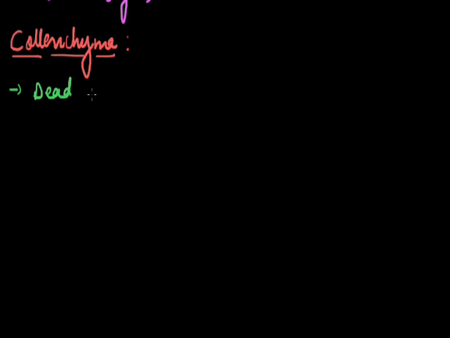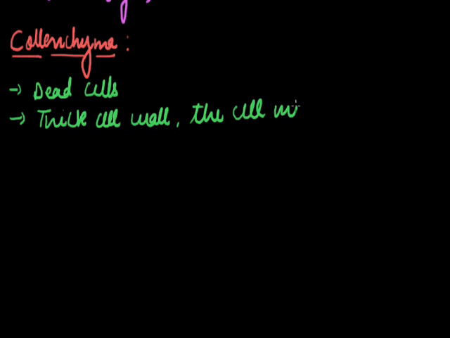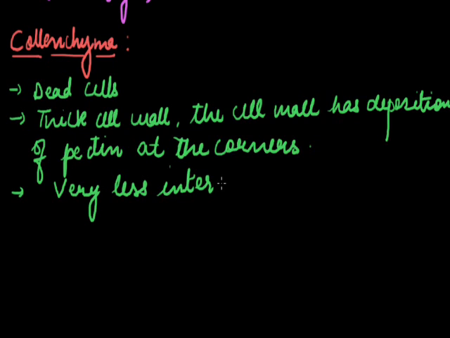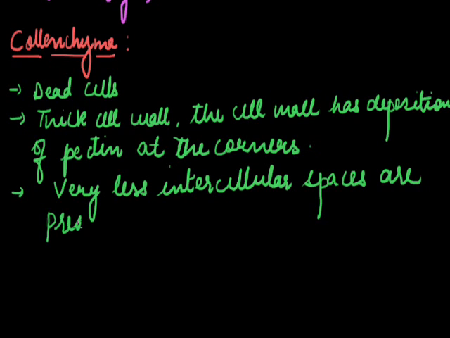Coming on to the next type of supportive simple permanent tissue, it is collenchyma. Now, coming on to the features of collenchyma, these are basically dead cells. They have thick cell wall. The cell wall has deposition of pectin at the corners. Very less intercellular spaces are present. Due to the deposition of the pectin, collenchyma has very less intercellular spaces.